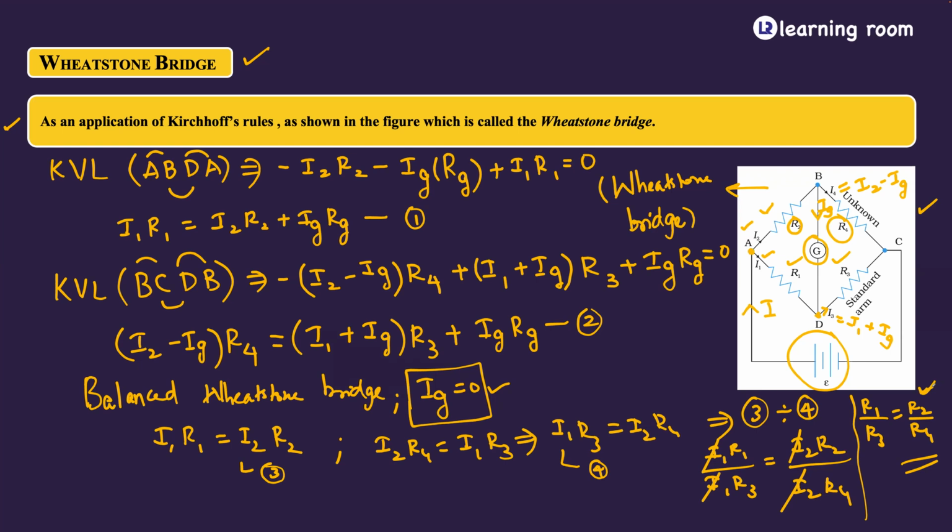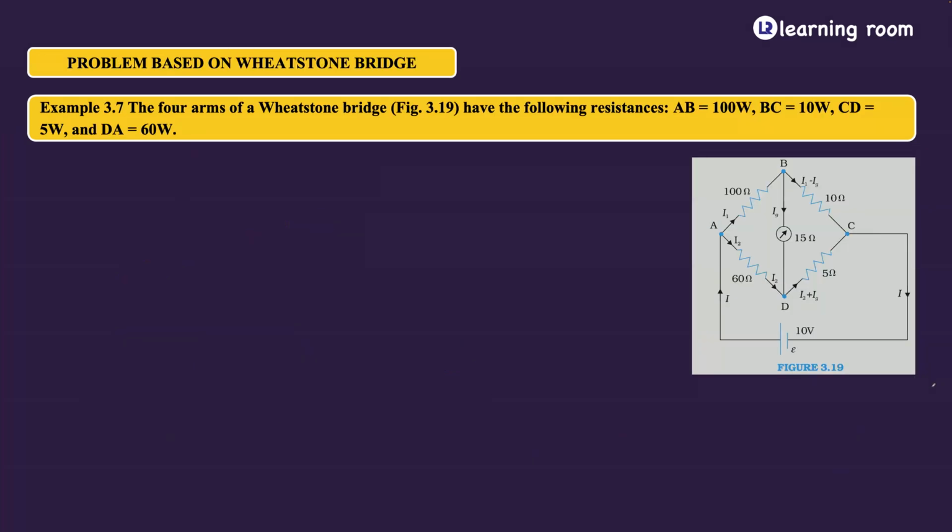Yeah, coming. Yeah, shall I proceed? Yes. So we'll do a problem that is based on the Wheatstone bridge. If you look at example 3.7, the four arms of a Wheatstone bridge have the following resistances. AB is equal to 100 watt. Sorry, there is a mistake here. It is not watt, it is 100 ohm.